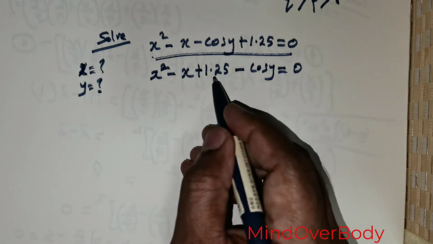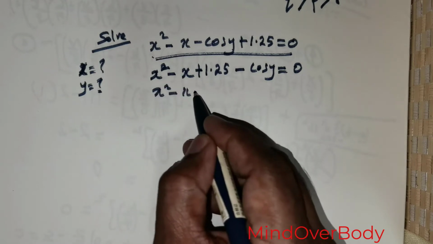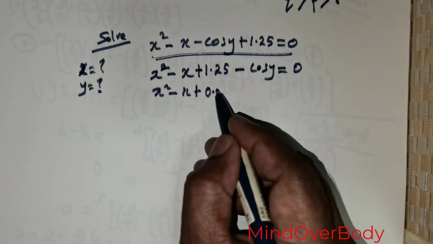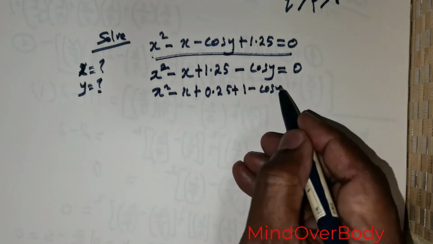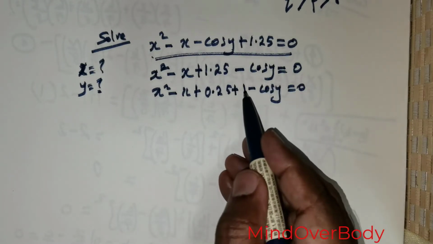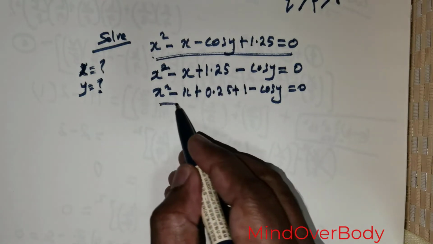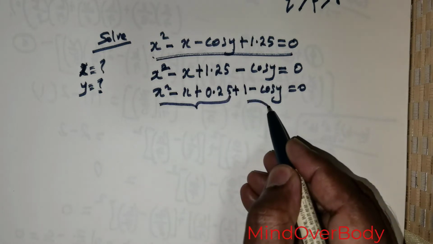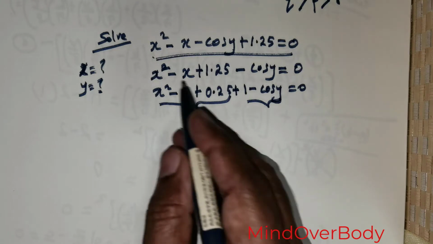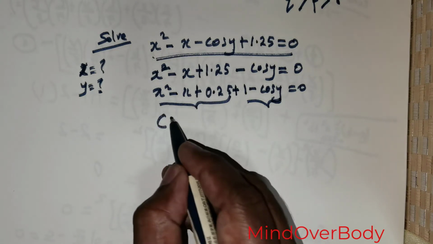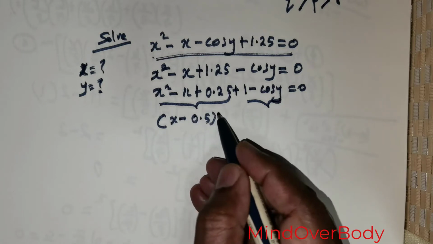Now I would like to rewrite 1.25 as 0.25 added with 1, followed by negative cos y is equal to 0. So 1 added with 0.25 gives me 1.25. Now I'm going to group these two together and I'm going to group these two together. If I group these two together, I can clearly see that this is nothing but x negative 0.5 raised to the power of 2.